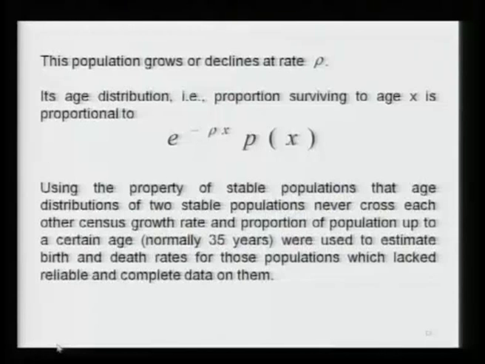Its age distribution, meaning age distribution of a stable population, that is proportion surviving to age x, is proportional to e raised to the power minus rho x, p x. Now, using the property of a stable population that age distributions of two stable populations never cross each other, census growth rate and proportion of population up to a certain age, normally 35 years, were used to estimate birth and death rates for those populations which lacked reliable and complete data on them.